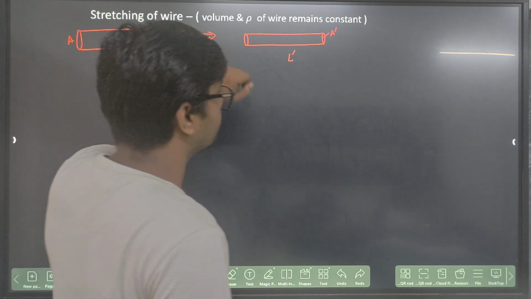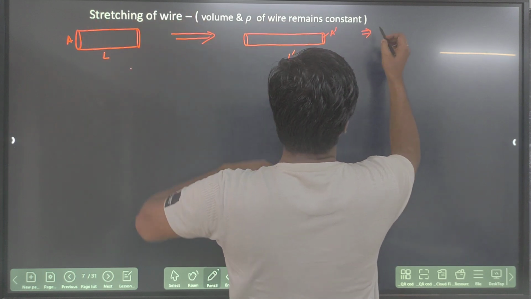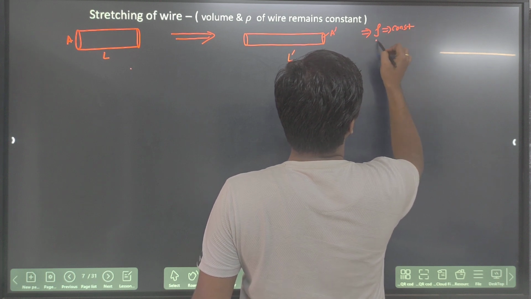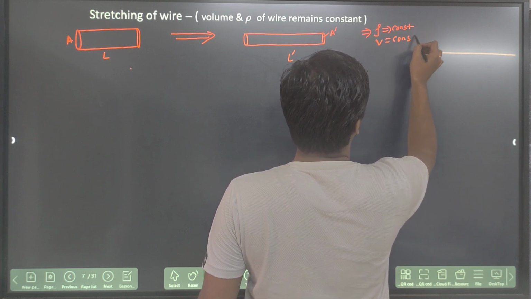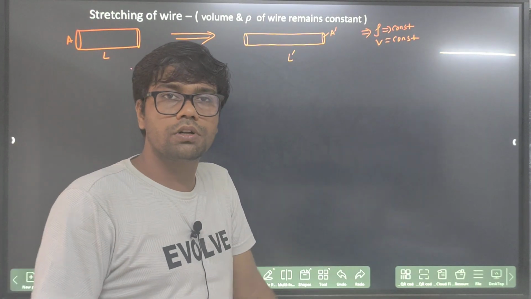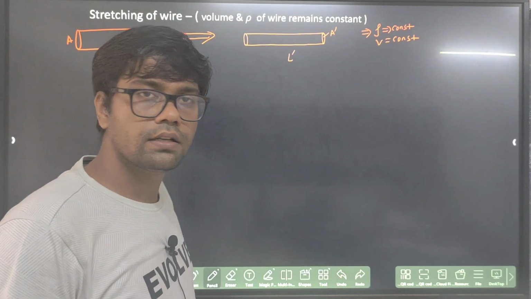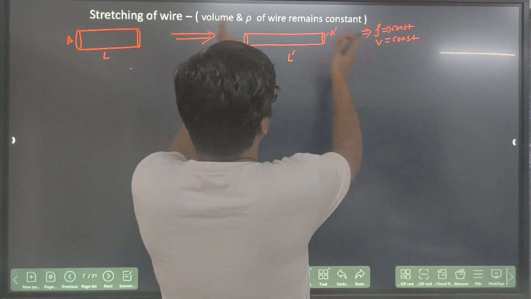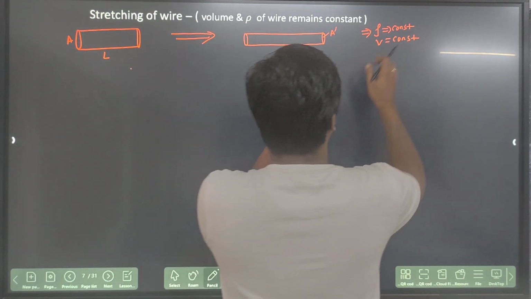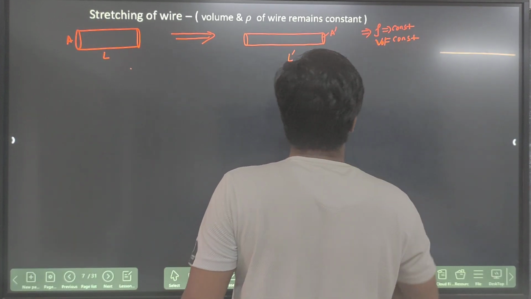So in this case, what is happening here? Because you are taking the same material, the rho is constant. And the second thing is the volume is also constant. Why is volume constant? If you take a rod and you stretch it, the volume is not going to change, because the length is increasing and the area is decreasing. Or if you squeeze it also, the volume is not going to change, right? The volume is constant.